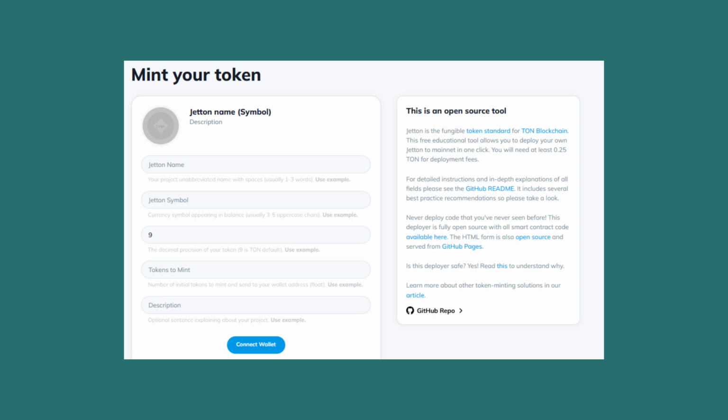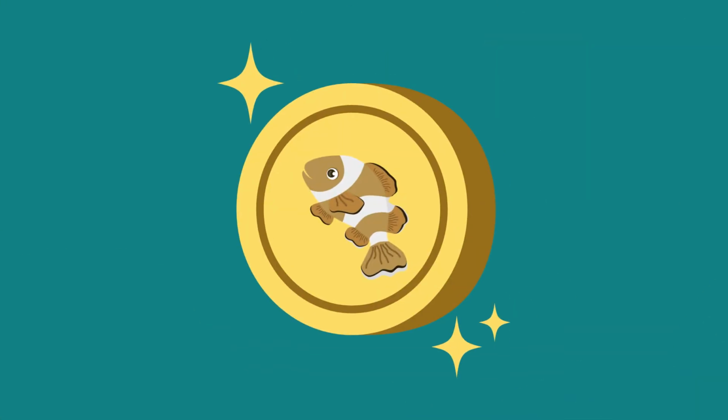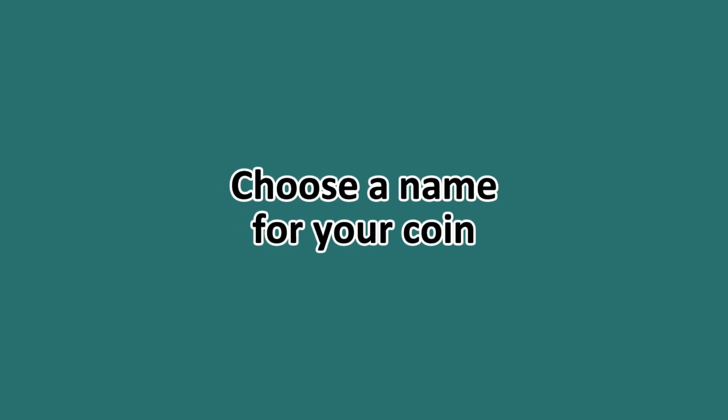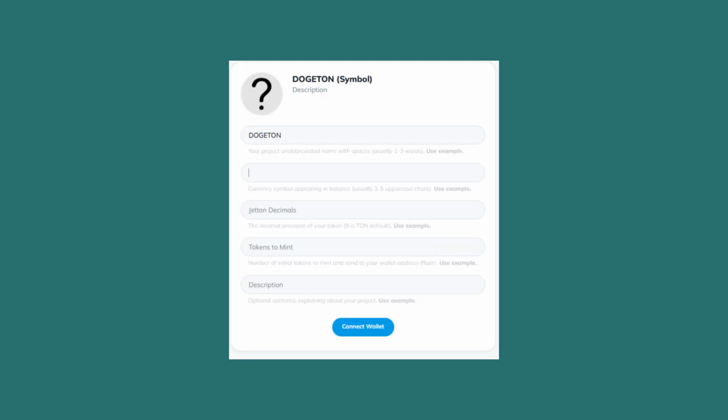Provide the necessary details for your meme coin, such as your logo. So this means you would have had a designed logo for your coin. Make sure to choose a nice one, and then you'll need to choose a name for your coin. This could be, for example, Dogecoin, right? And of course, you need to make sure that this name is unique and it hasn't been taken.